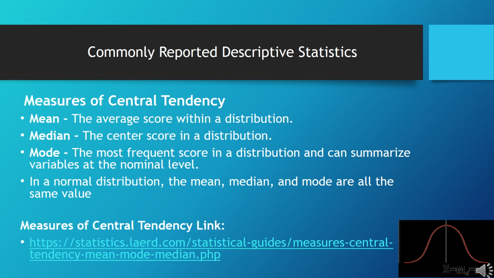For example, the mean is the average score within a distribution. The median is the center score in a distribution, and the mode is the most frequent score in a distribution and can summarize variables at the nominal level. In a normal distribution, the mean, median, and mode are all the same value.